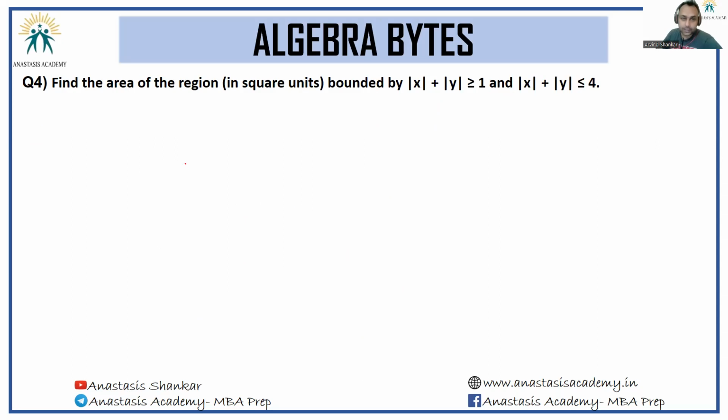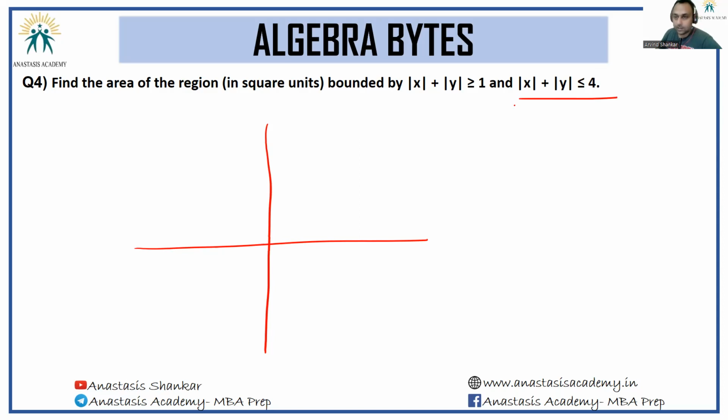Next question: find the area of the region in square units bounded by mod x plus mod y is greater than or equal to 1 and mod x plus mod y is less than or equal to 4. First I'm making a figure for this. If I take x as 0, y can be 4 or minus 4. If I take y as 0, x can be 4 or minus 4.